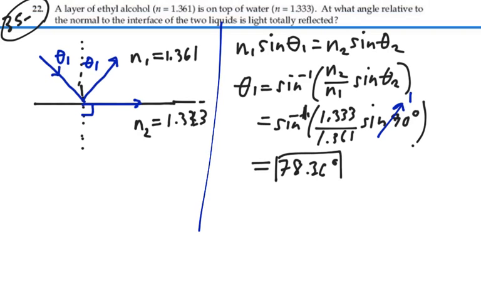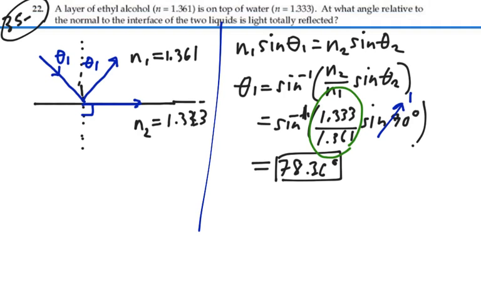So at an angle of incidence from the ethyl alcohol to the water of 78.36 degrees, we'll have total internal reflection. And by looking at this, we can see why we can't go the other way. Because we can't have a sine inverse of a number that's greater than 1. We won't get an answer for that. The sine is bounded between 1 and negative 1. So we have to go from the higher index to the lower index so that our sine inverse is of a number that is less than 1. And that's the only way we can get an answer.